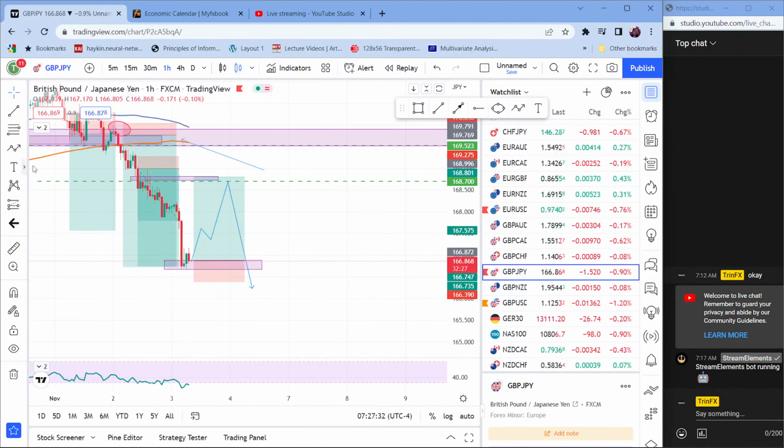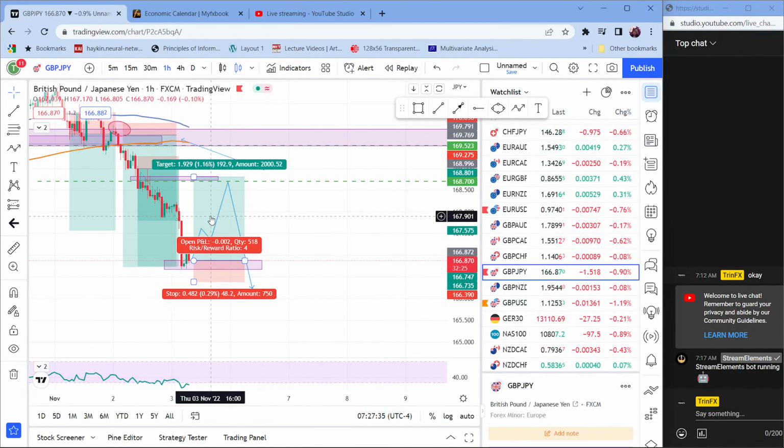GBP JPY sell. Stop loss is around 48, 50 pips. Around 50 pips. I like to put a buffer zone for the pips just in case, so when you do risk, you always lose less than what you expected, which is pretty good when it comes to overall risk management. I'm risking around 2% on this trade, right?